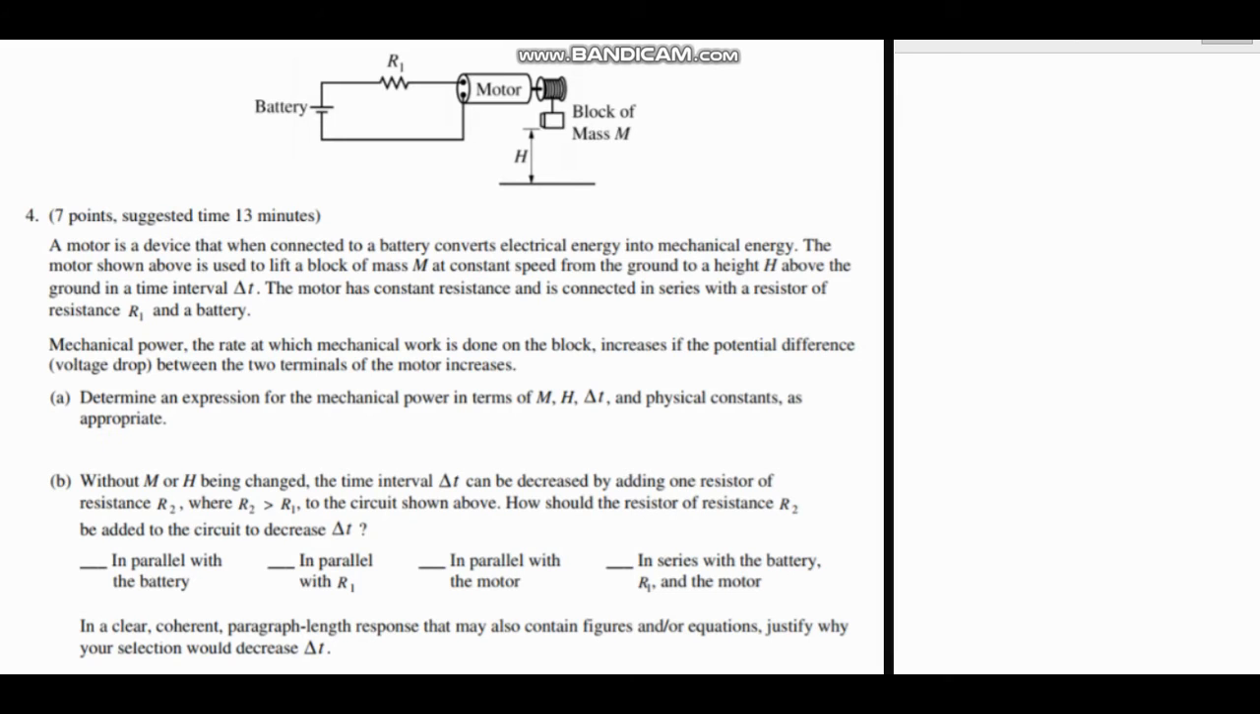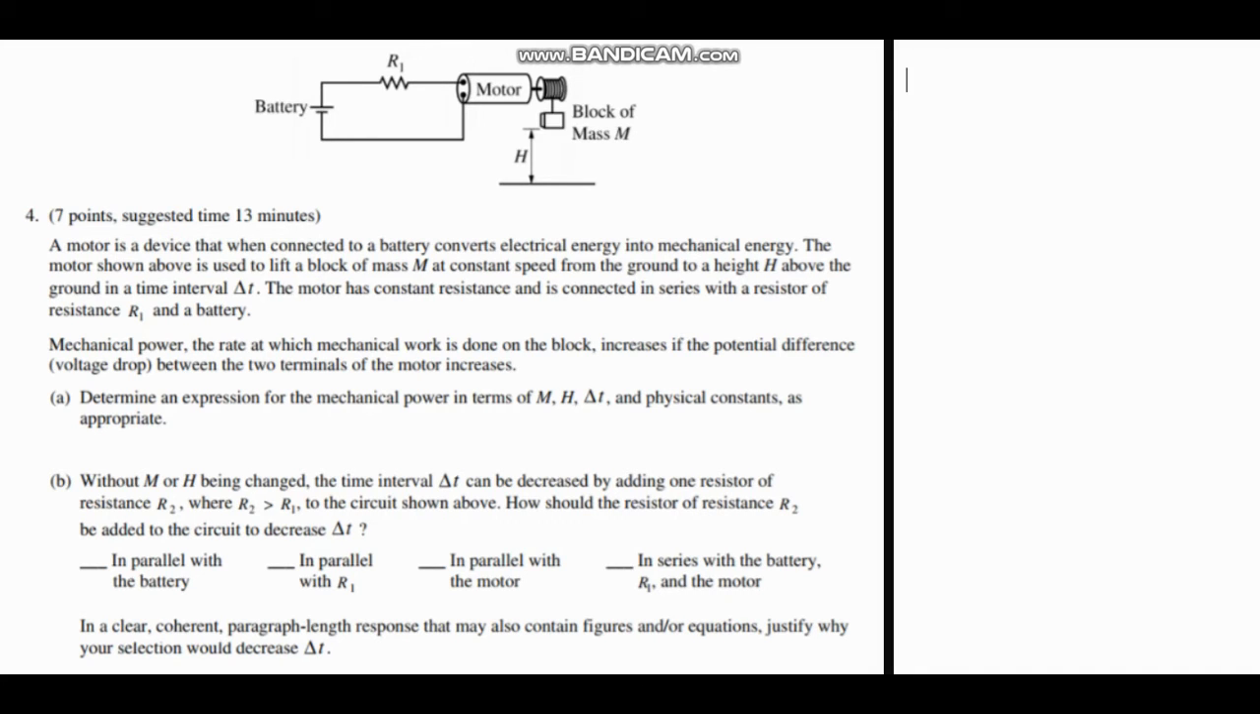So this is a quick example problem. A motor is a device that, when connected to a battery, converts electrical energy into mechanical energy. The motor shown above is used to lift a block of mass m at constant speed from the ground to a height h above the ground in a time interval delta t. The motor has constant resistance and is connected in series with the resistor of resistance R1 and a battery.